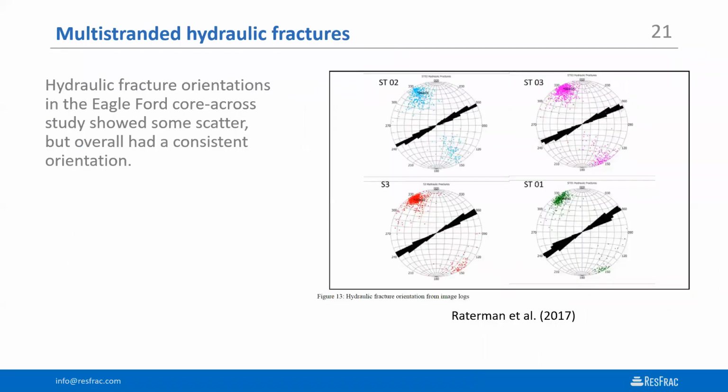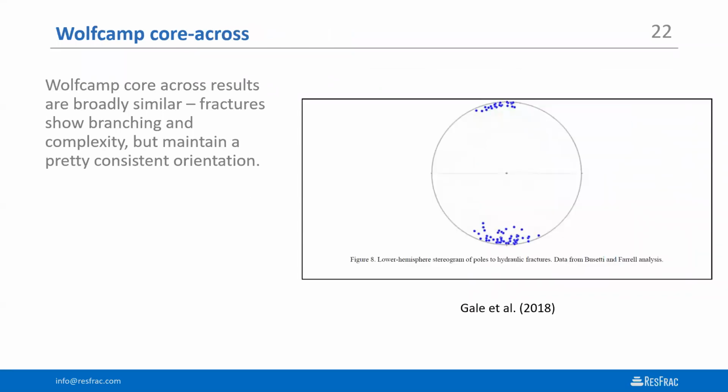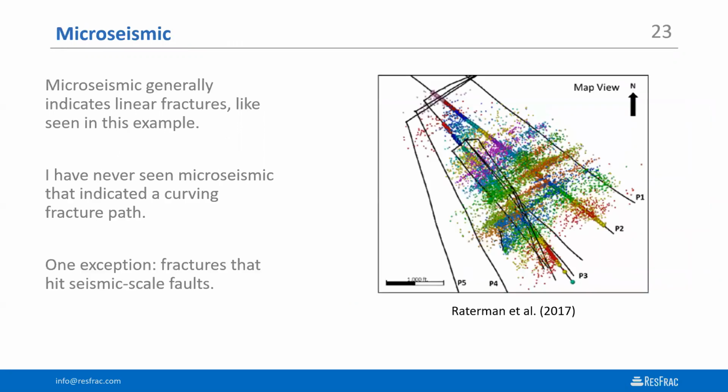Here, this is the diagram showing the orientation of the fractures encountered in the Raterman core-through study. And what I want to bring out is that while there's a lot of them, they're all very consistently oriented. They're not in a zigzagging, maze-like pathway. This is from the Wolfcamp core-through study. I think there's a little more spread in the fracture orientations, but it's still pretty consistent. They're all fractures going in the same direction.